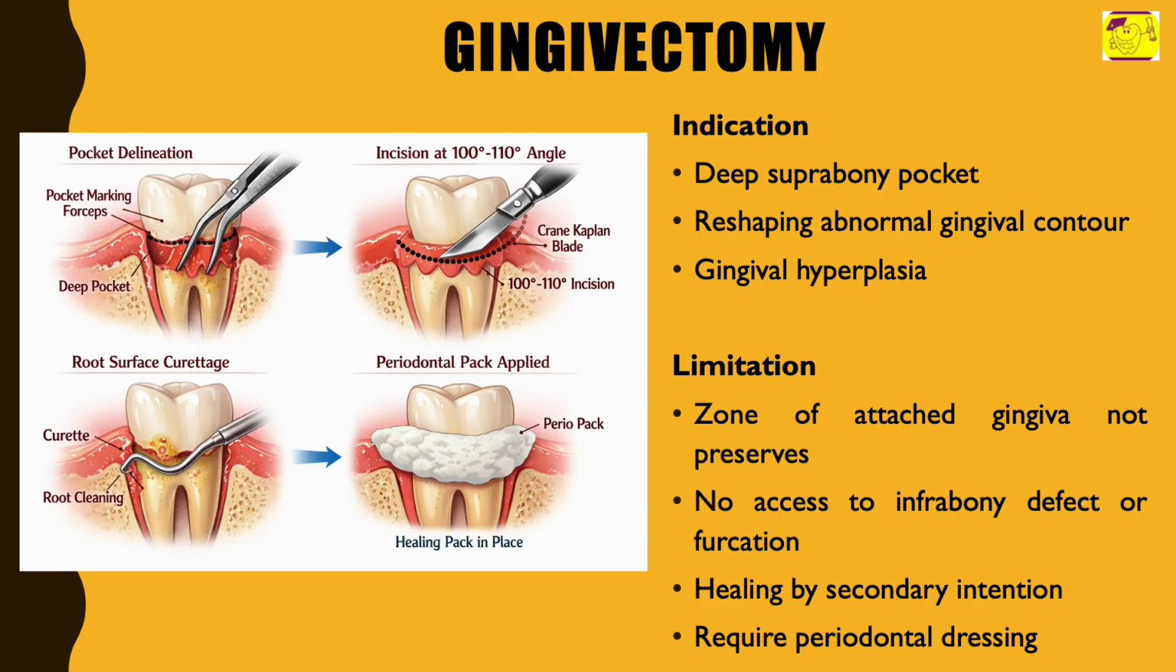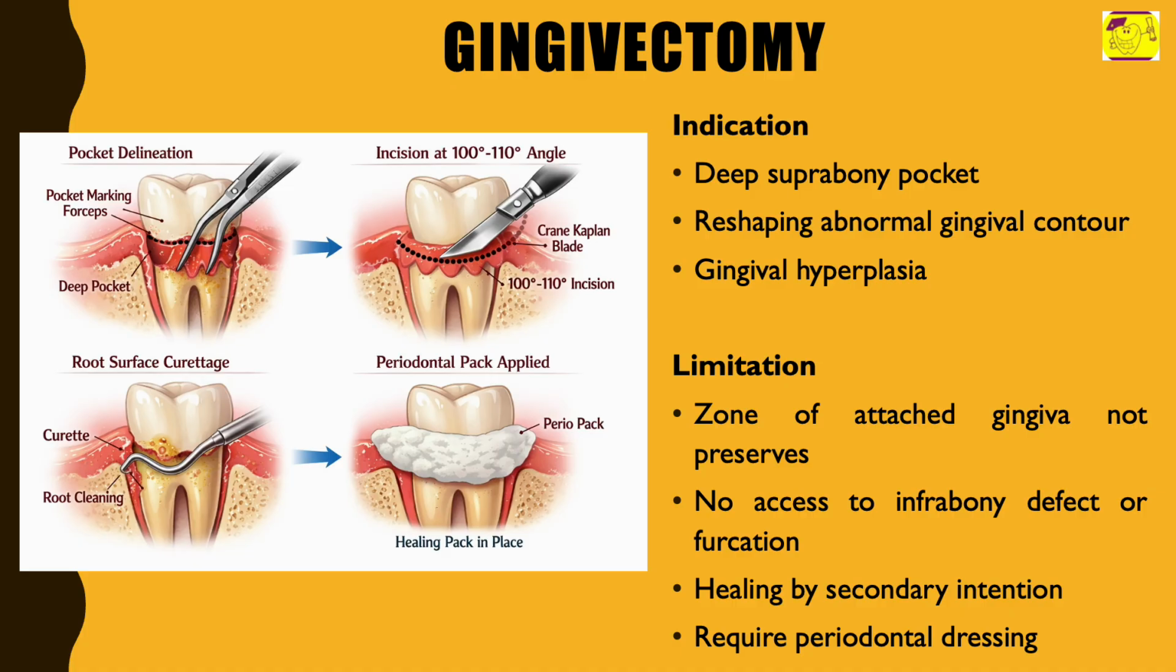When we use the term gingivectomy, try to split these words: gingiva ectomy. So I am trying to cut off a portion of gingiva. So the following are the indications: deep suprabony pocket, reshaping of abnormal gingival contours such as in gingival enlargement conditions or gingival hyperplasia. However, there are certain limitations in this procedure, such as the zone of attached gingiva is not preserved, there is no access for infrabony defect or furcation, the healing happens by secondary intention, and it requires a long-term periodontal dressing.